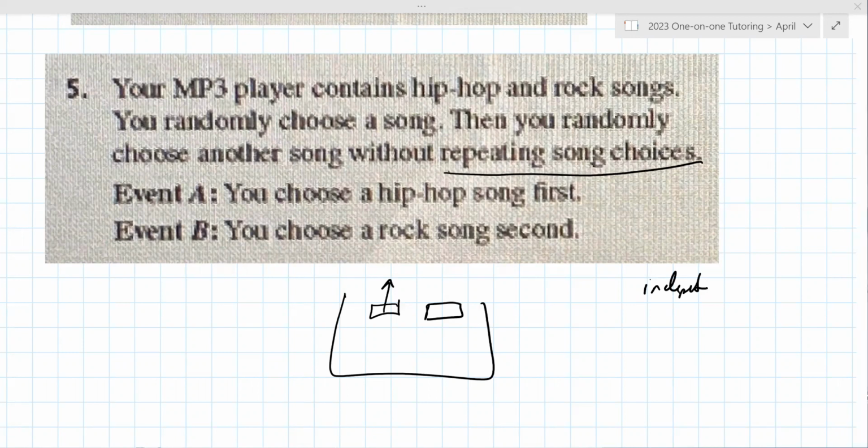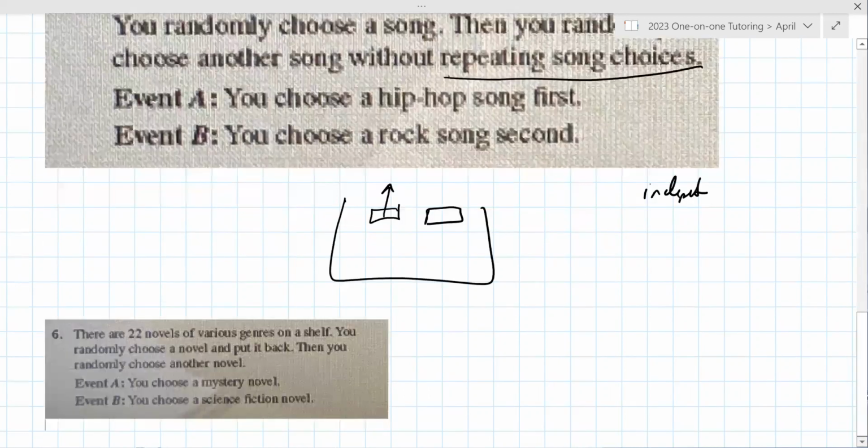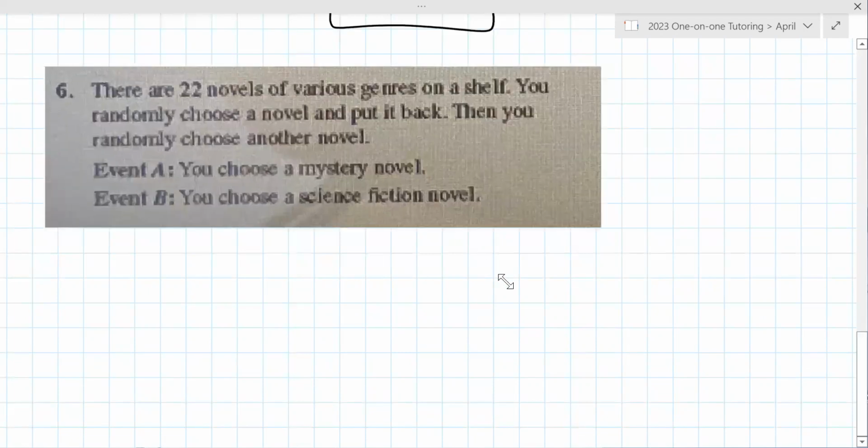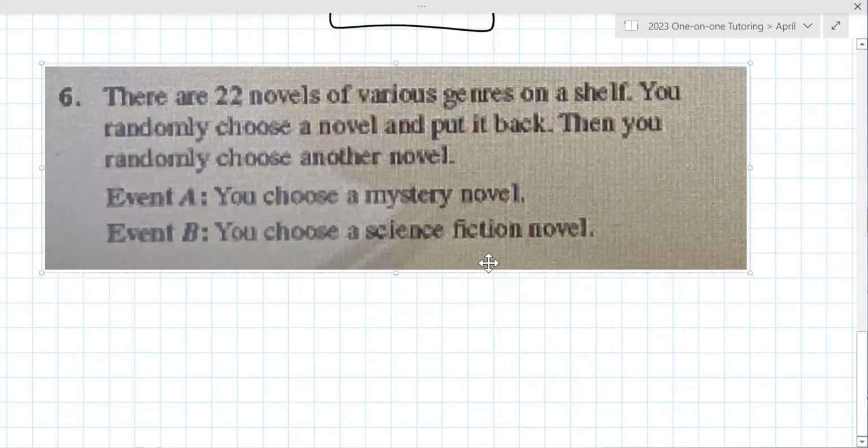So this one at first glance might appear to be the same as number 5. It says that there are 22 novels of various genres on a shelf. You randomly choose a novel and put it back. Then you randomly choose another novel. Well, actually, I take that back. Because of the randomness matters, I guess, is the point here.